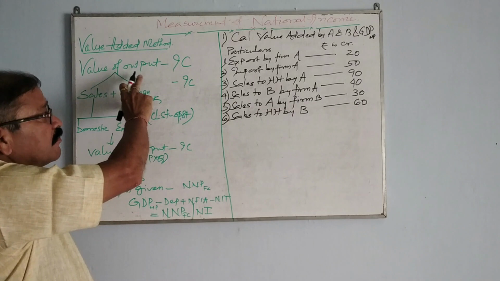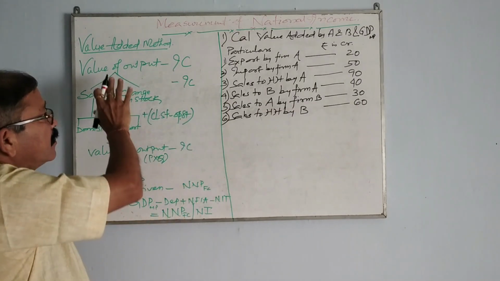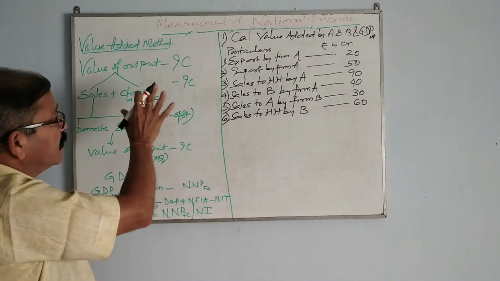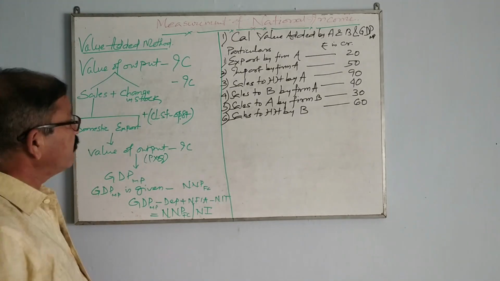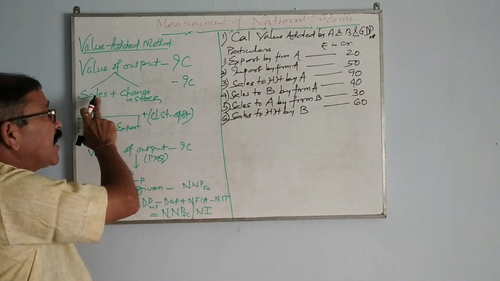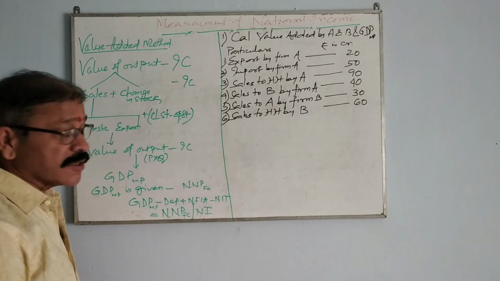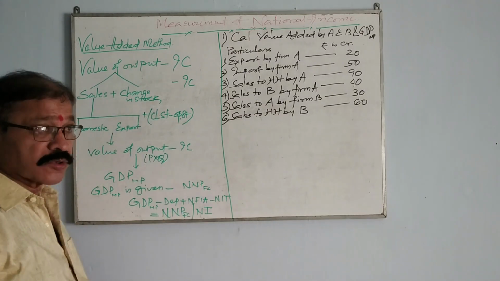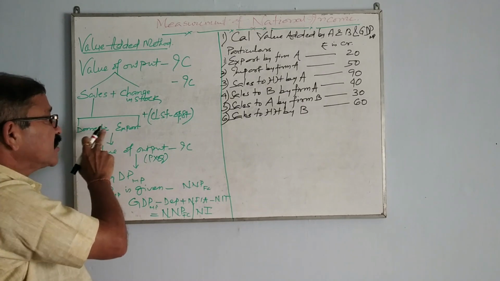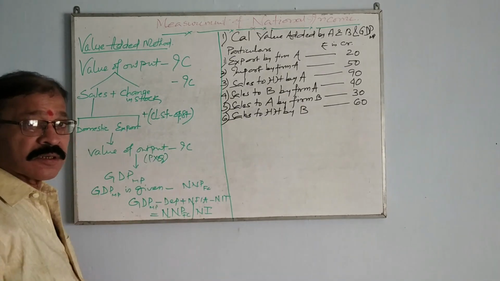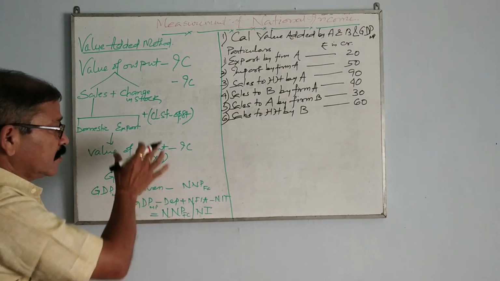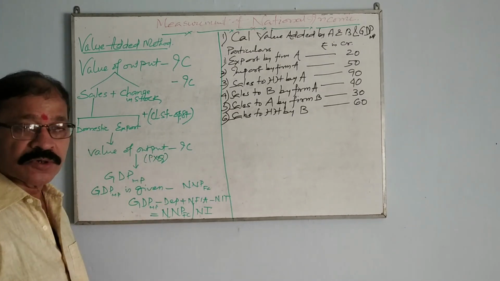Value-added method: value of output minus IC. How to derive value of output? If value of output is not given, then you have to add sales and change in stock. Sales include domestic and export, and change in stock is closing stock minus opening stock. Then you will get value of output.